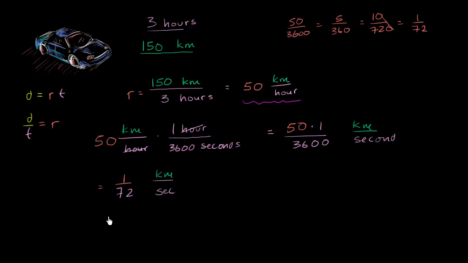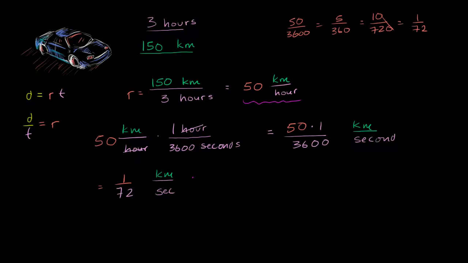Well, what if we thought in terms of not kilometers per second, but if we thought in terms of meters per second? A kilometer is 1,000 meters. So if we think about this in terms of meters per second, we're going to get a larger number here. In fact, a number larger by a factor of 1,000. So let's think about that. Let's try to convert this kilometers to meters.